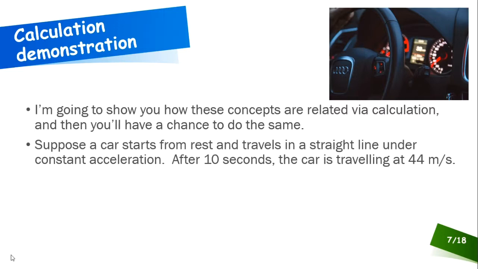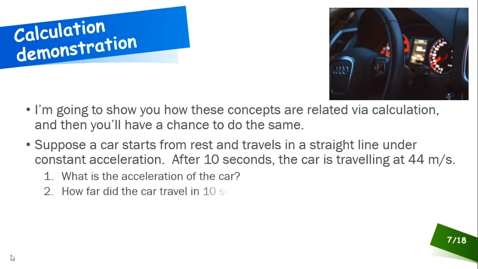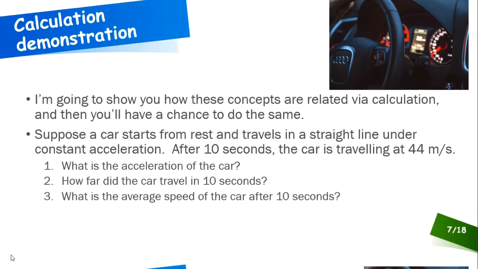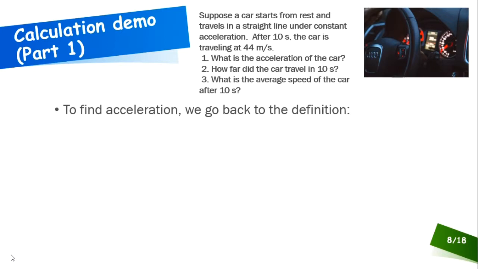Let's look at this example. Suppose a car starts from rest and travels in a straight line under constant acceleration. After 10 seconds, the car is traveling at 44 meters per second. First question we're asked is, what is the acceleration of the car? Second, how far did the car travel in 10 seconds? And third, what is the average speed of the car after 10 seconds? Let's take a look at each one of these questions in turn.